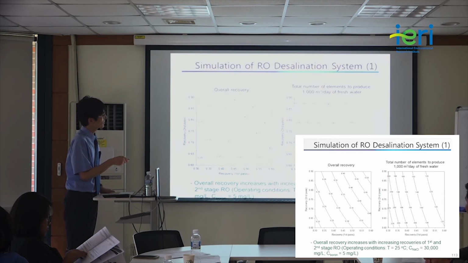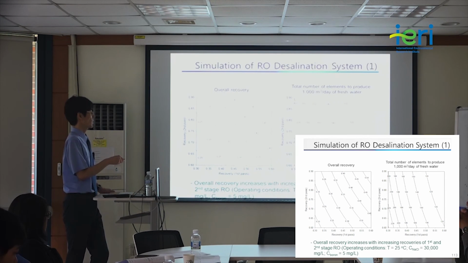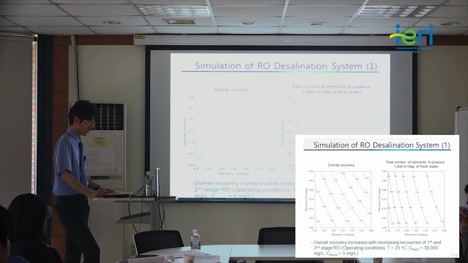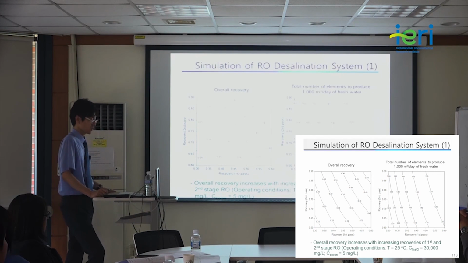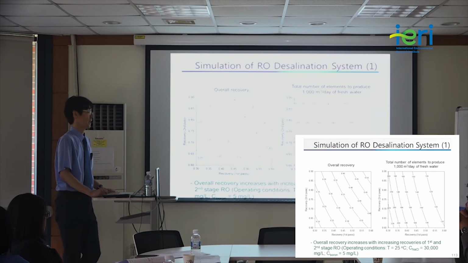So obviously, you see, in this case, if the first pass recovery is 56%, and if you reduce the recovery to 40%, the number of elements required to have 1,000 cubic meters per day of water production changes from 140 to 180. So that's another obvious result, because in this case, we changed the flux to maintain the recovery, and as a result, we have this different number of elements.